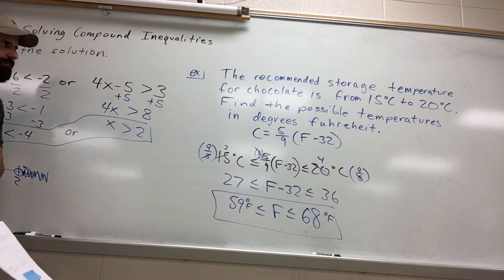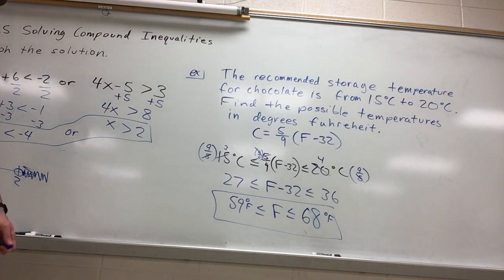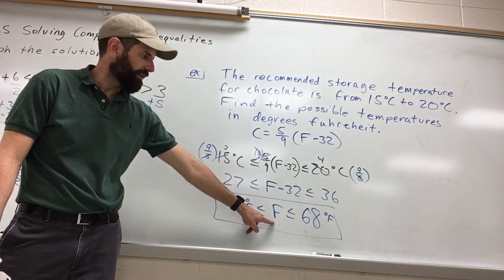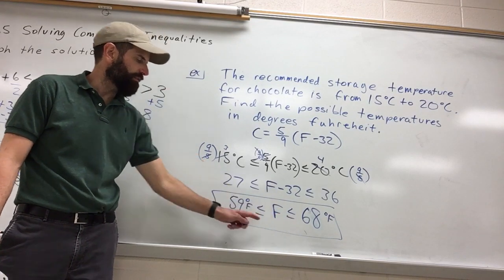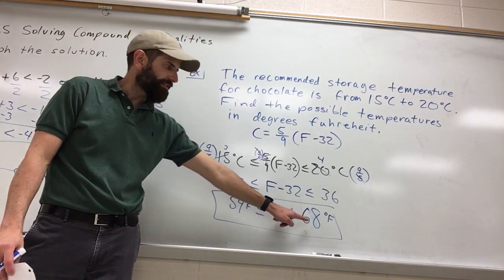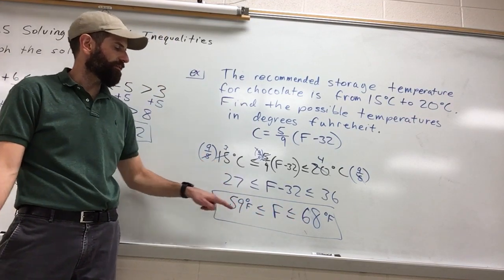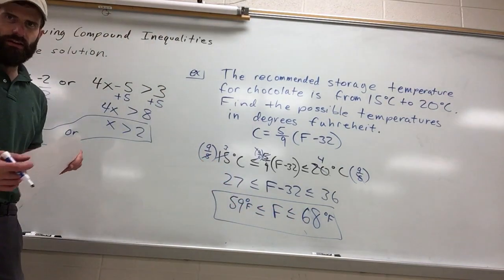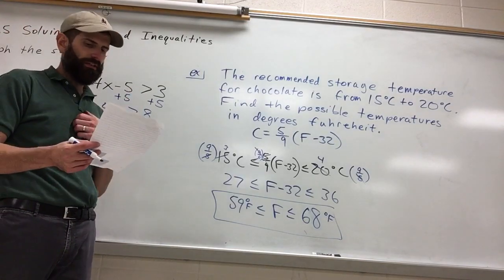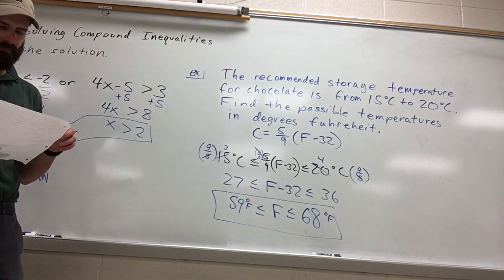It says find the possible temperatures in degrees Fahrenheit. Well, the degrees Fahrenheit needs to be in between 59 degrees and 68 degrees. But notice we include the 68 and the 59. And there you have it, a sort of real world application there for you.